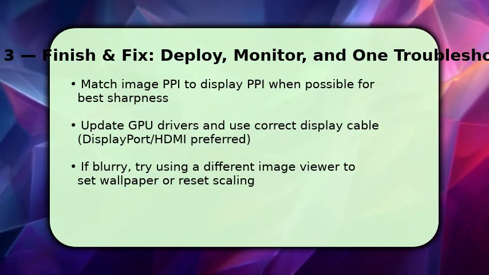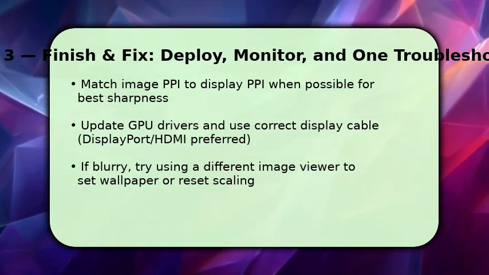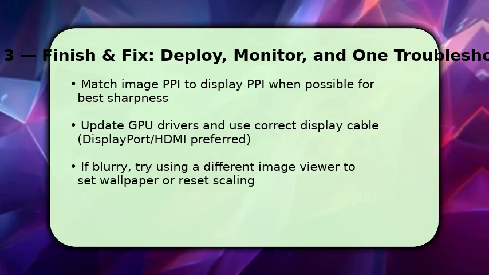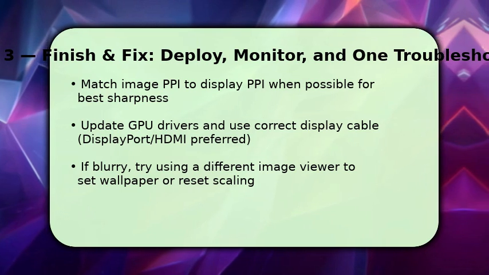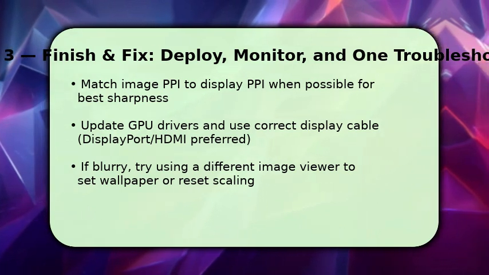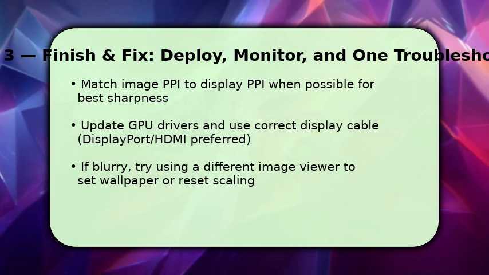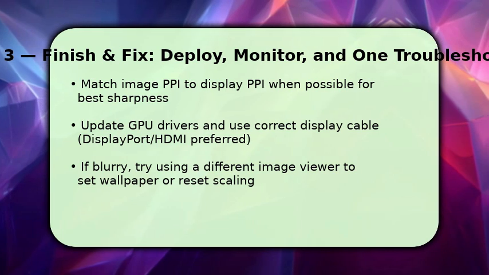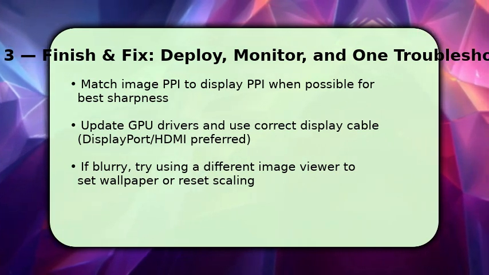Finish by aligning pixels and drivers. If you can, match the image's PPI to the display PPI so one image pixel maps cleanly to display pixels. This reduces interpolation. Update your GPU drivers and use a high bandwidth cable like DisplayPort or HDMI, because poor drivers or adapters can force low resolution output.